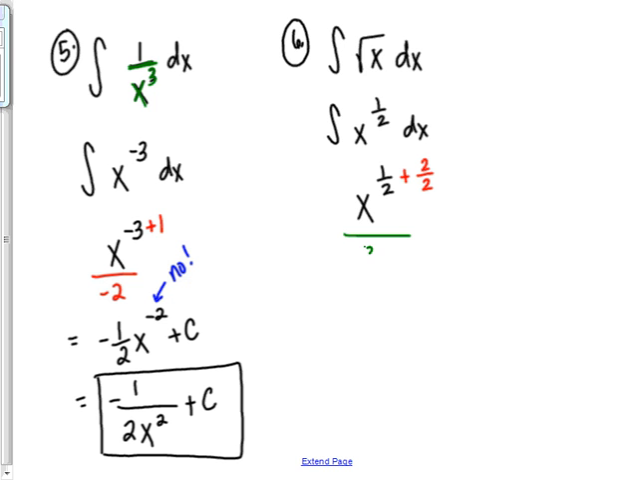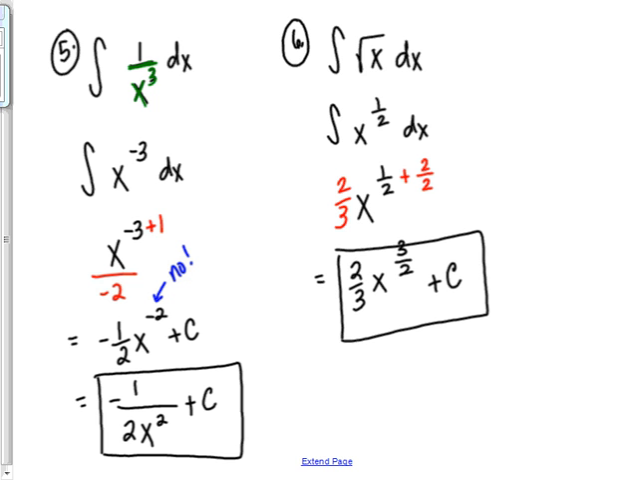Again, this is what you don't want to do. You don't want to say divided by 3 over 2. Okay? If it's a whole number, no big deal. But if it's a fraction, you don't want to divide by it. Dividing by 3 over 2 is the same as multiplying by the reciprocal, 2 over 3. Fractions are a little bit easier to deal with if we look at them that way. So we get 2/3 x to the 3/2 plus c. Okay, so again, be careful when you add that 1, make it number over number, and then don't say divided by 3 over 2. Dividing by 3 over 2 is the same as multiplying by 2 over 3.